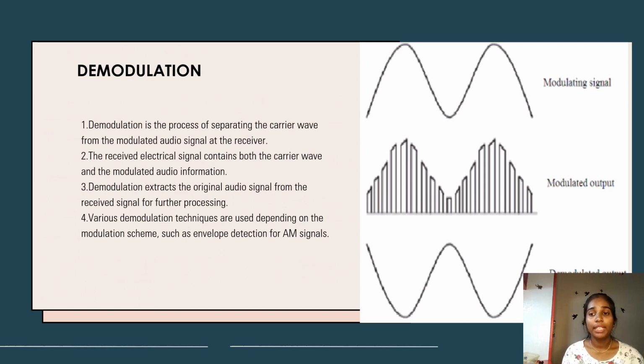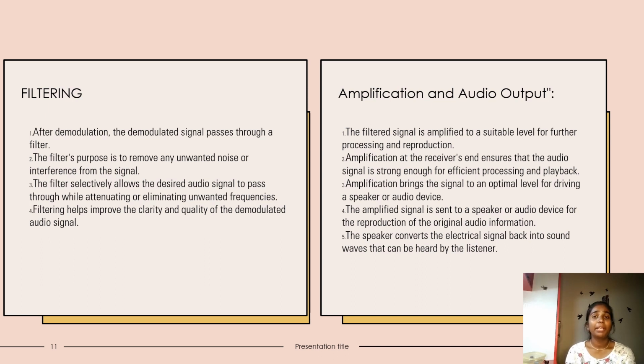Here, in the modulated signal, the audio information and the carrier wave are separated, and it undergoes various other steps where only the audio output is considered and is passed through the filter. The main purpose of the filter is to remove the unwanted noise and other interference from the signal. It also allows us to select only the desired audio output and eliminate the unwanted frequencies. Filters also improve the clarity and quality of the demodulated audio signal.